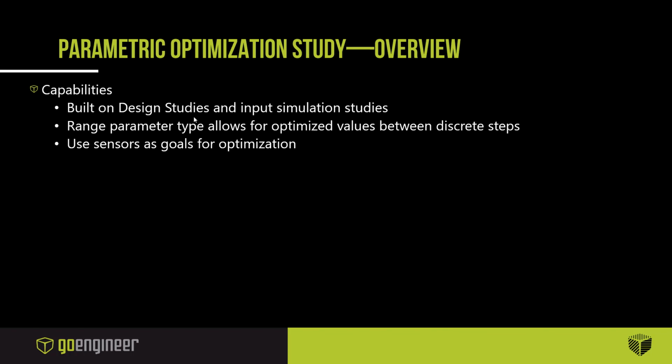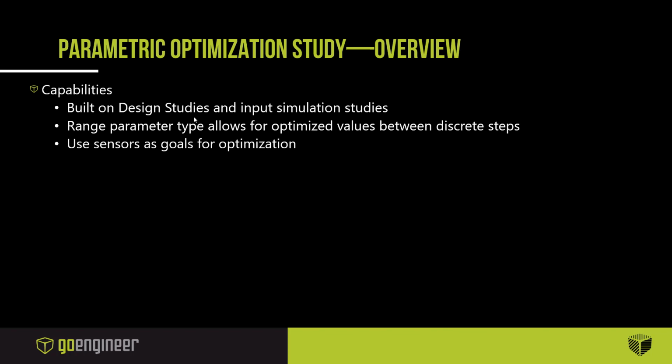So it can manipulate any existing model feature or dimension or study feature. But what it adds is the range parameter type. This actually allows the study to choose non-discrete values. Remember the example I gave earlier, where we could, in a design study, increment 5, 10, 15, 20 in discrete steps. Well, the optimization study is unique in that it can now choose optimized values between those steps. So now it can choose that 5.635 or something, if it finds that that is the optimal value. So it's not limited to a given step size.